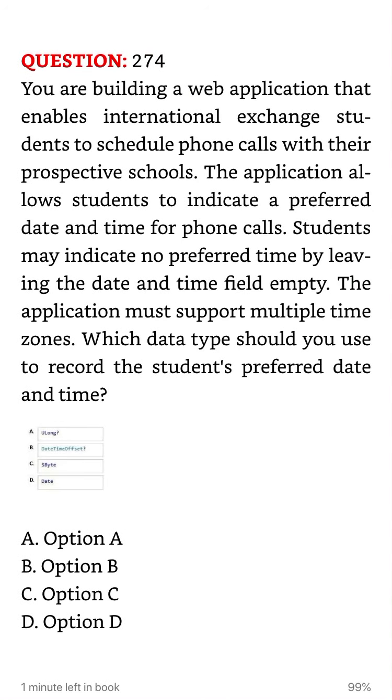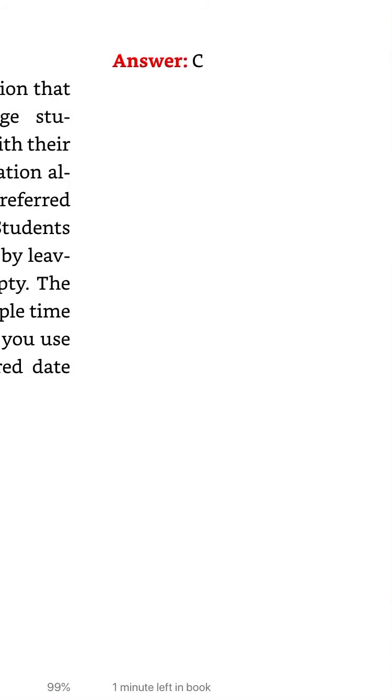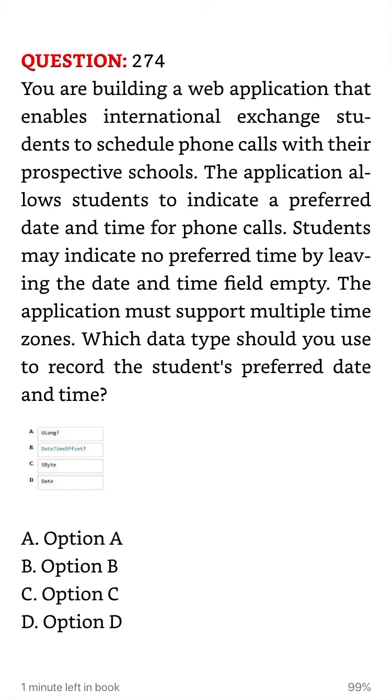Question 274. You are building a web application that enables international exchange students to schedule phone calls with their prospective schools. The application allows students to indicate a preferred date and time for phone calls. Students may indicate no preferred time by leaving the date and time field blank. The application must support multiple time zones. Which data type should you use to record the student's preferred date and time? The option is C, SByte.